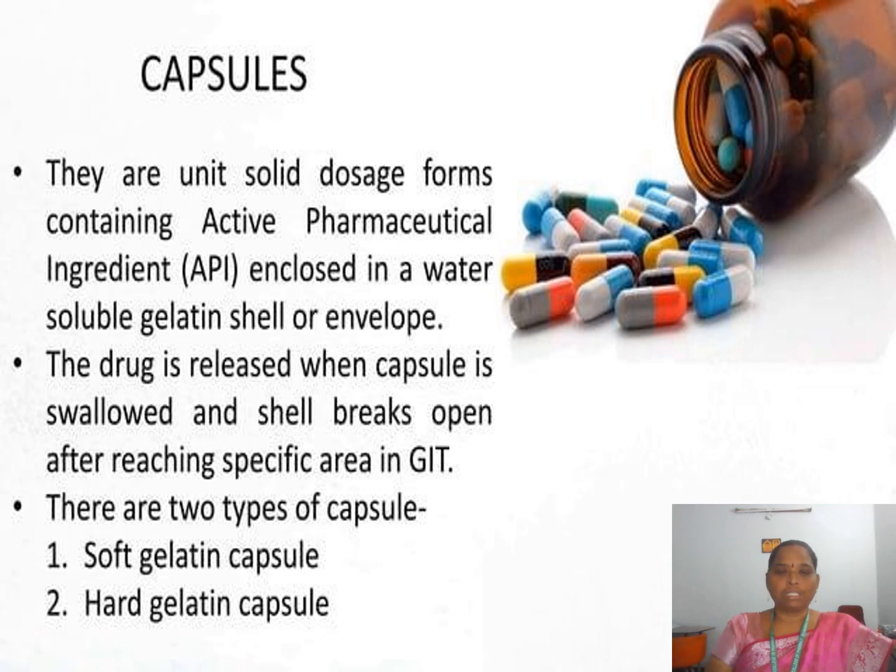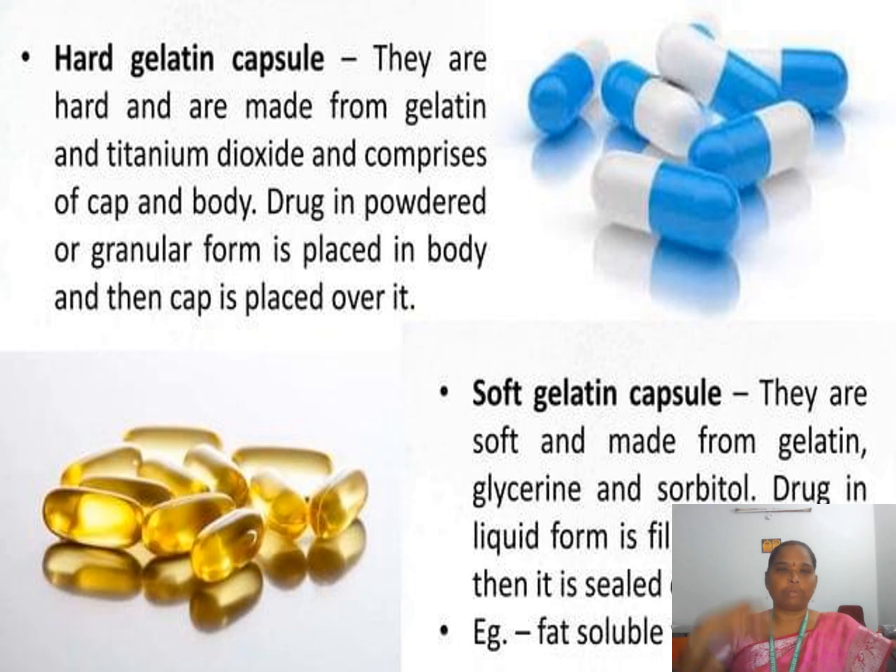There are two types of capsules, based on the preparation of the capsule, that is soft gelatin and hard gelatin capsules. Hard gelatin capsules are hard and are made from gelatin and titanium dioxide and comprise a cap and body. Drug is in powder or granular form and is placed in the body and then the cap is placed over it. Soft gelatin capsules are soft and made from gelatin, glycerin and sorbitol. Drug is in the form of liquid and it is filled during manufacturing and it is also sealed. Most of the soft gelatin capsules contain fat soluble vitamins.